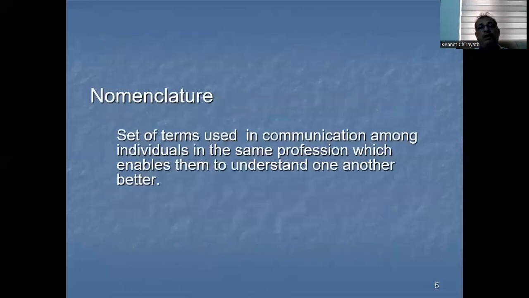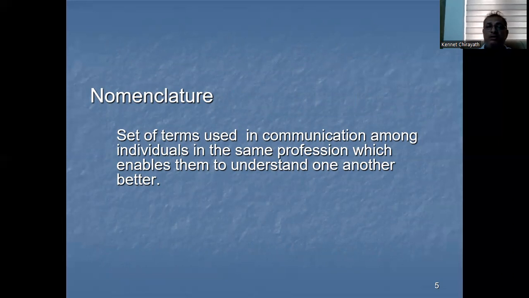Now, what is nomenclature? Nomenclatures are usually helpful to communicate between professionals. It is a set of terms used in communicating among individuals in the same profession, which enables them to understand one another better. These are the nomenclature.